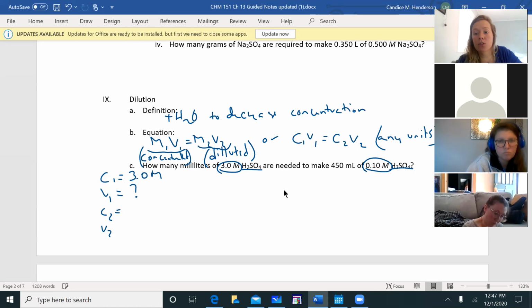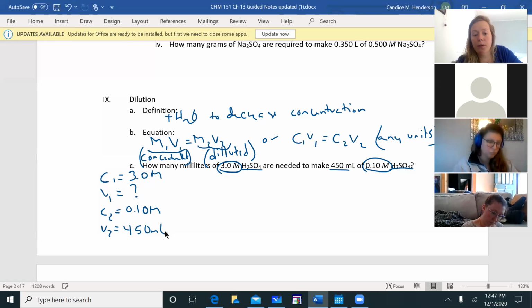My final concentration, my desired concentration, is going to be 0.10 molar. So I'm taking it from a relatively concentrated 3 molar solution down to a 0.1 molar solution, so bringing it down about 30 times. And my final volume here, I want to make sure that I have 450 milliliters of it. Let's say I have 45 students and each student needs 10 milliliters. So that's my desired volume.